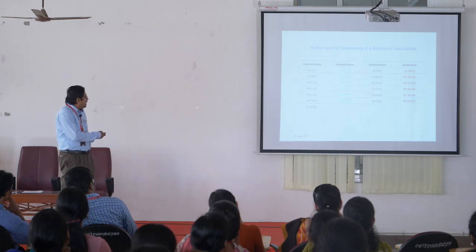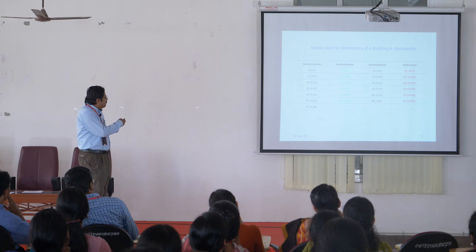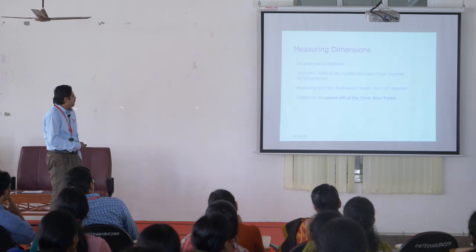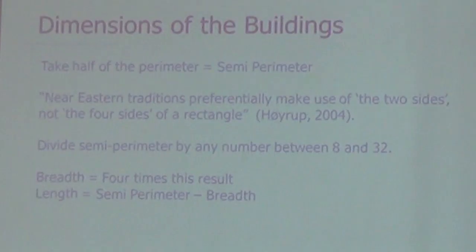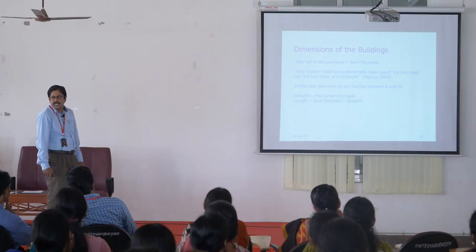So you can see here the numbers vary from 8 to 32. You can consider any number from 8 to 32 and divide the semi-perimeter by it, and breadth is taken as 4 times this result, and the remaining value, that is semi-perimeter minus breadth, is taken as the length of the building. This is how the dimensions are arrived at in the traditional architectural practice.